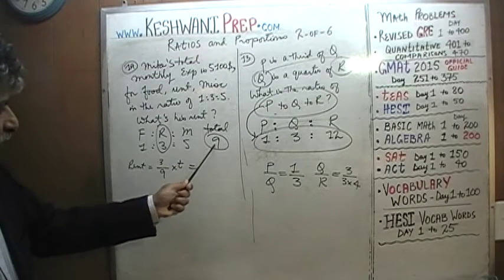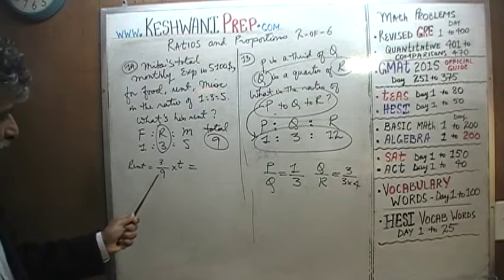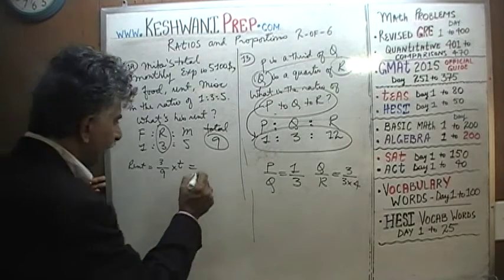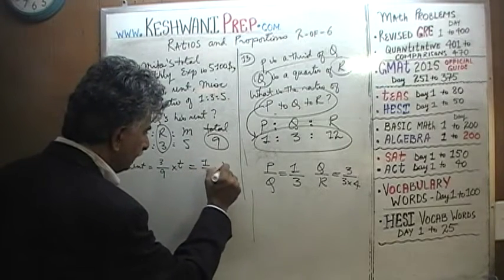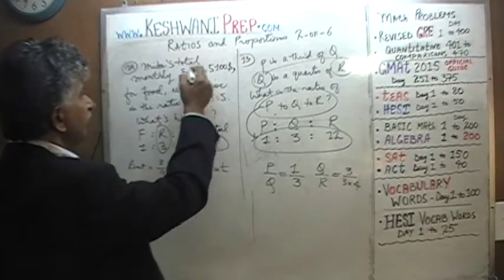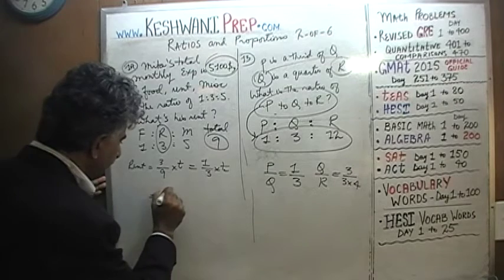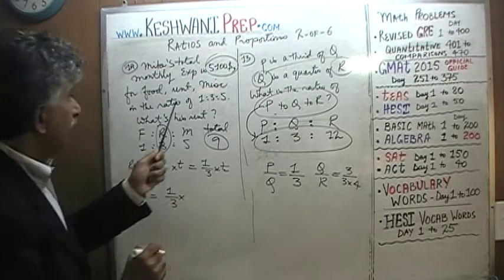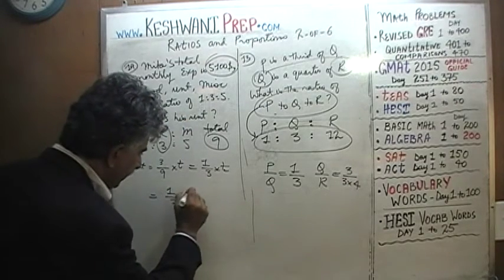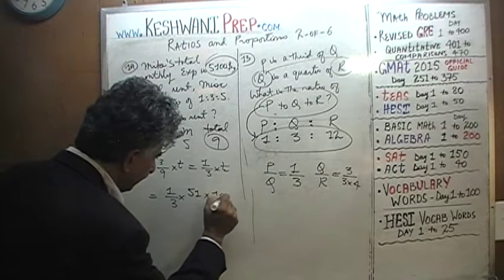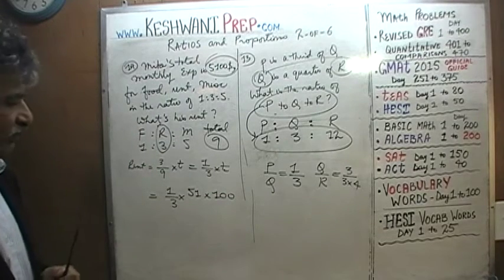His rent is 3 parts out of 9 of the total amount. 3/9 of the total, which is the same as 1/3 of the total. Well, we know what total amount he spends. He spends a total of $5,100. So let's put it here. 1/3 of $5,100, which we're going to write as 51 times 100. It will make our life easier.